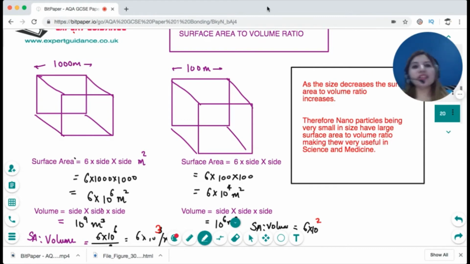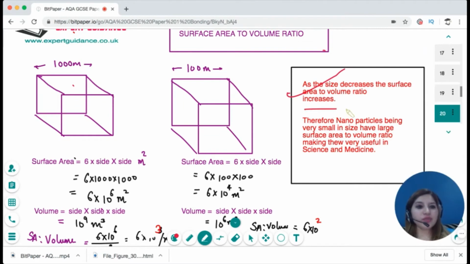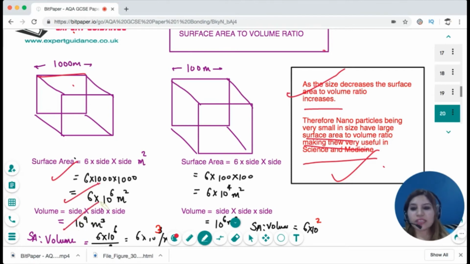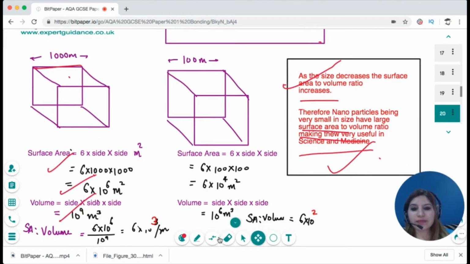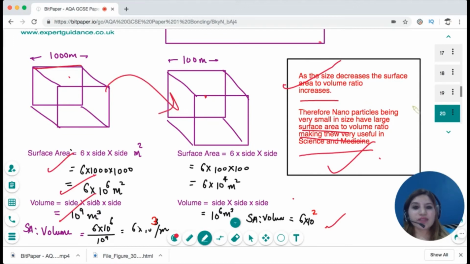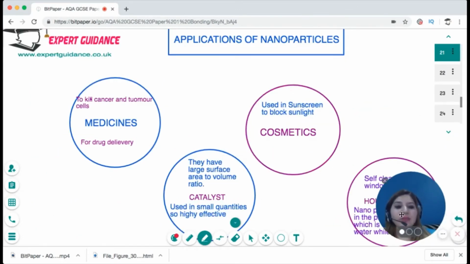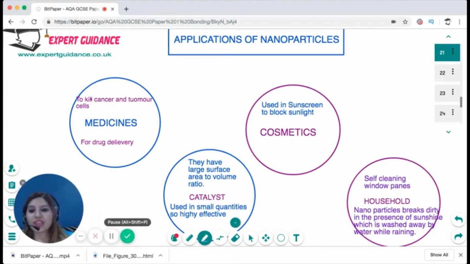Now, why are nanoparticles important? Because as the size decreases, the surface area to volume ratio increases. Therefore, nanoparticles, being very small in size, have a large surface area to volume ratio, making them very useful in science and medicine. You can see if you have a cube of side 1000 meters, its surface area would be 6 times 1000 by 1000, which is 6 times 10 to the power 6, and volume would be 10 to the power 9. So the surface area to volume ratio is 6 times 10 to the power minus 3. On the other hand, when you have 100, the surface area to volume ratio is 6 times 100. So with a decrease in size, the surface area to volume ratio increases. Therefore, nanoparticles are very important, having a high surface area to volume ratio.